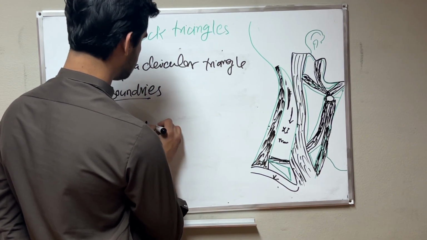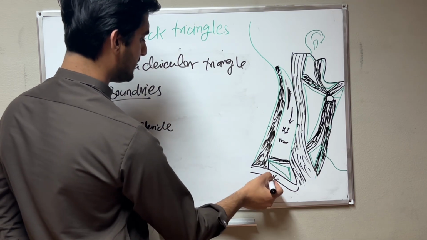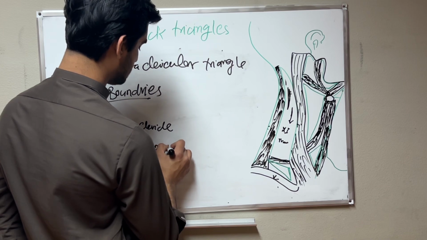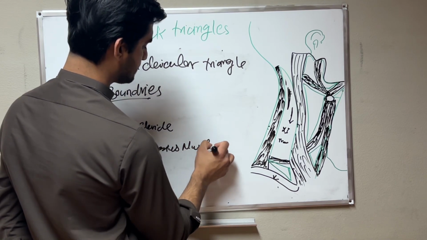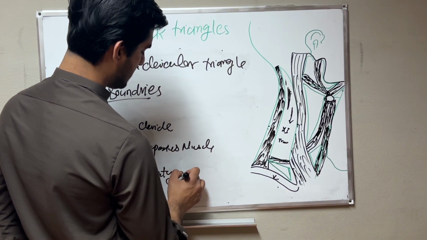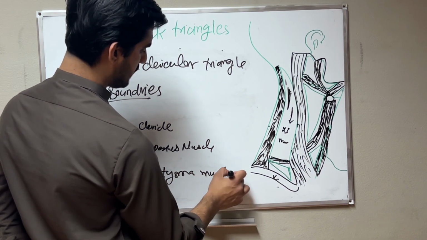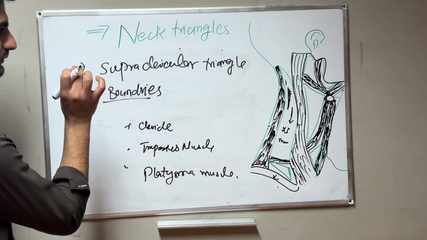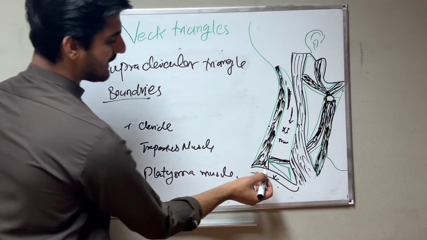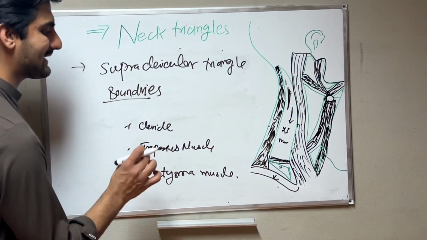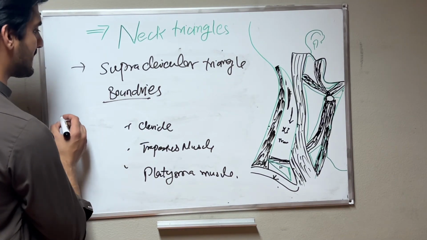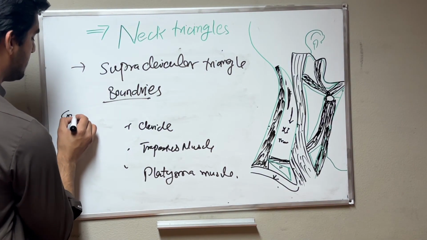If we talk about the boundaries, again here we have the clavicle, down inferior, then at the back we have the trapezius muscle, and here we have the platysma muscle. Okay, these are the boundaries of the supraclavicular triangle. But what contents do we have here? Contents are also important.